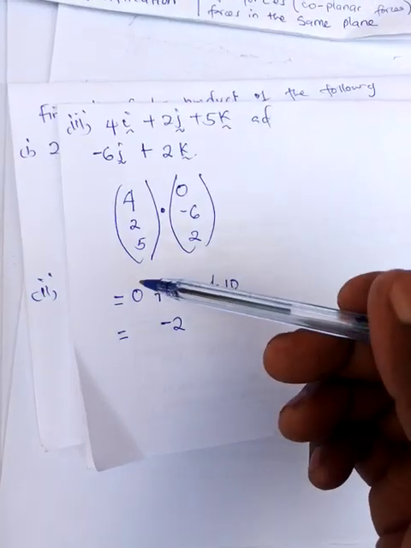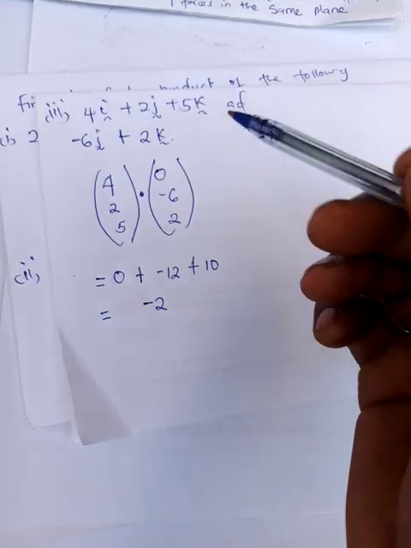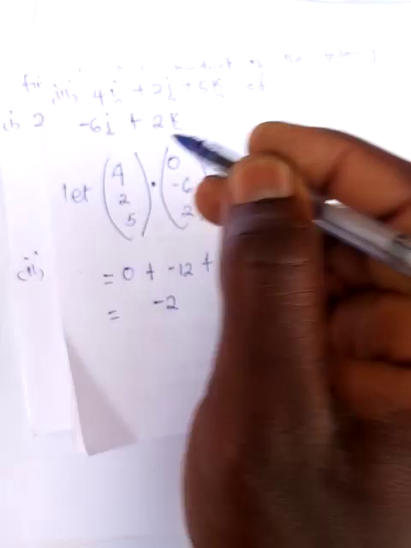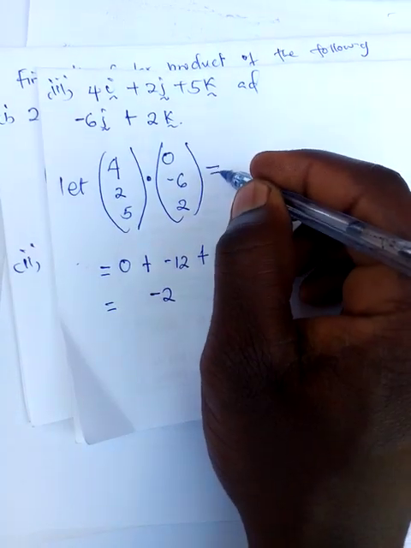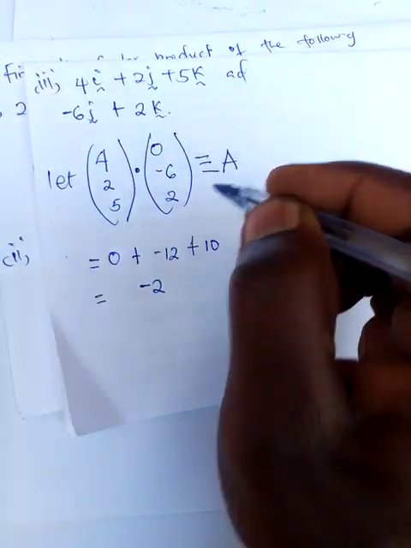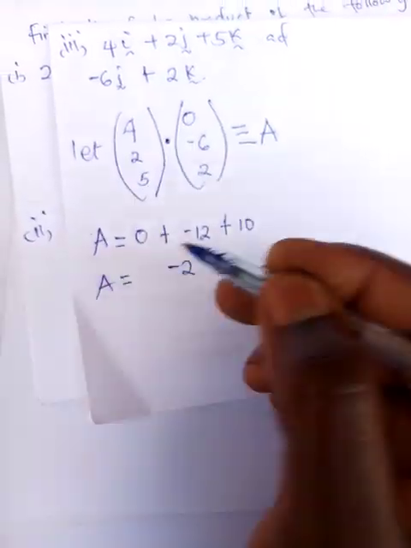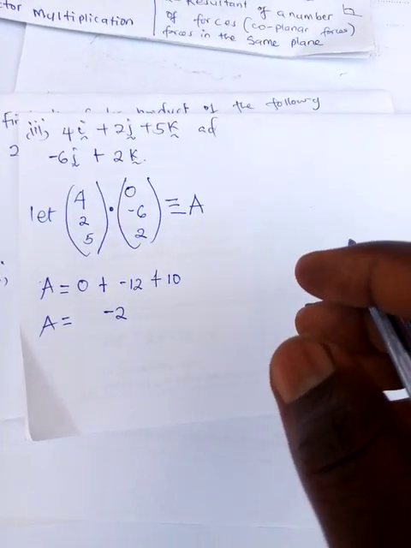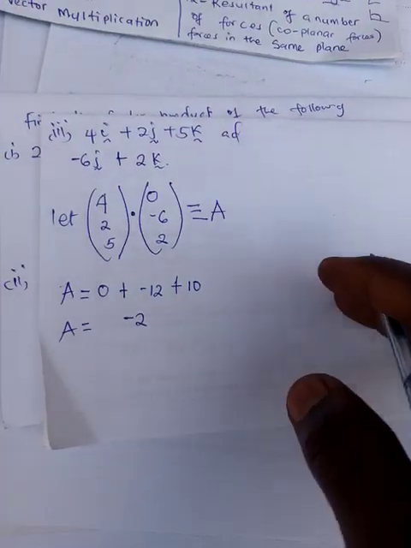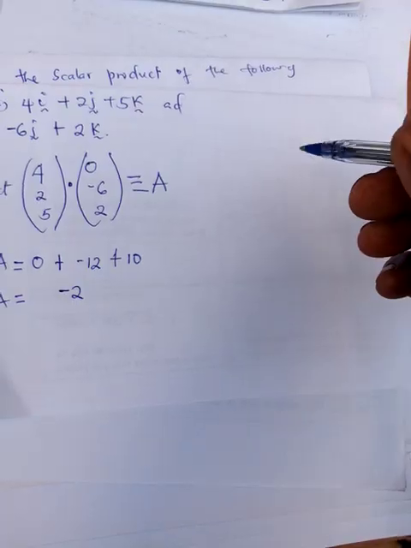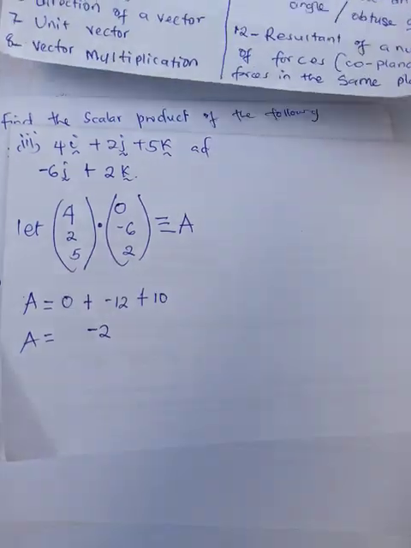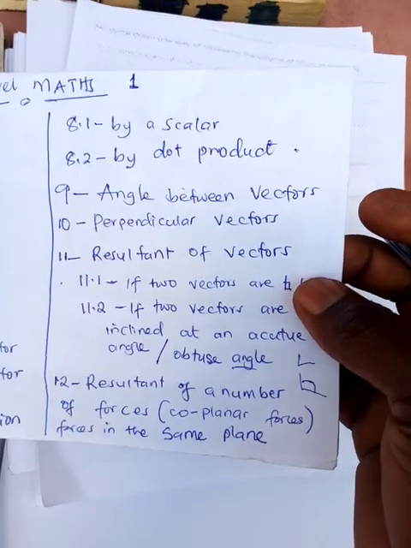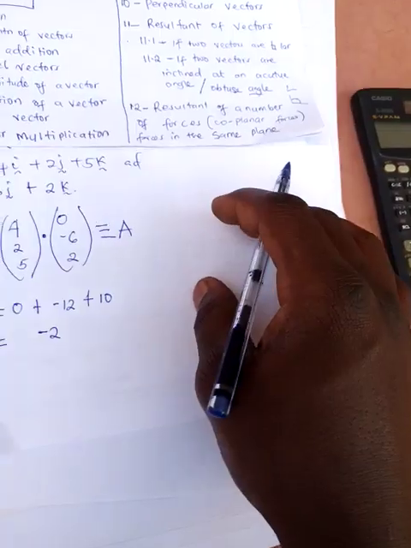So if you want to put something here, you just say let it be the same as A. So you say A equals, you get the answer. It's like that. Therefore, that is enough. We go. Vector multiplication is done. Angle between vectors, number 9.